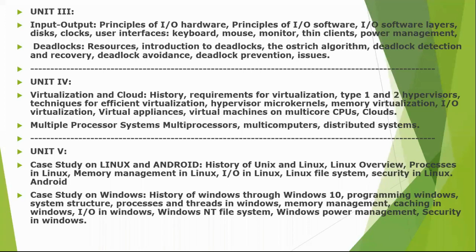In unit 4, we'll be learning about virtualization and clouds. It includes history and the requirement for virtualization. Type 1 and type 2 hypervisors are very important techniques for efficient virtualization. Then hypervisors, microkernel, memory virtualization, and IO virtualization. Then we have virtual appliances, virtual machines on multiple CPUs, and clouds. You'll also learn about multiple processor systems, which include UMA and NUMA architecture. Then in unit 5, basically unit 5 is the simplest unit.